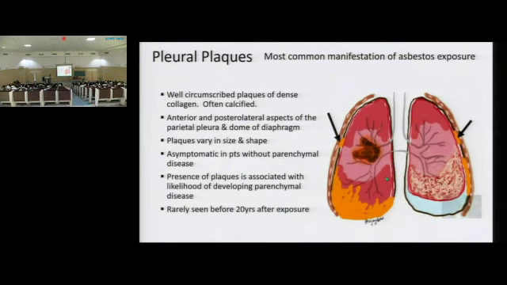They vary in size and shape, and they can be asymptomatic in patients without parenchymal disease. Suppose these patients don't develop parenchymal disease, like areas of fibrosis inside the lung parenchyma, they will be asymptomatic. They will just have pleural plaques on the anterior, posterior, and lateral sides and towards the diaphragmatic sides. They are rarely seen before 20 years of exposure, so they are seen over a long duration. When patients have exposure for more than 20 years, they will have pleural plaques.